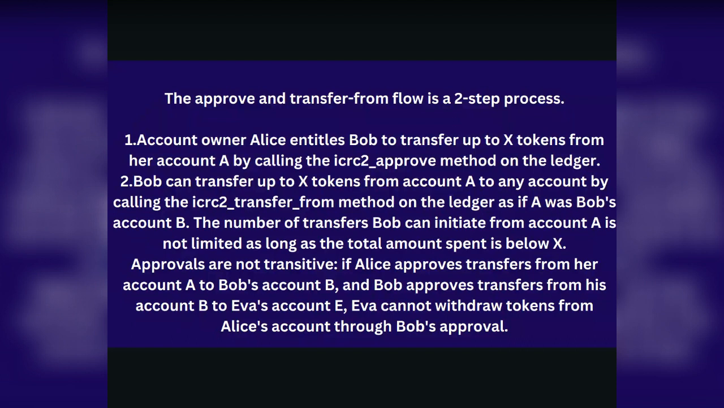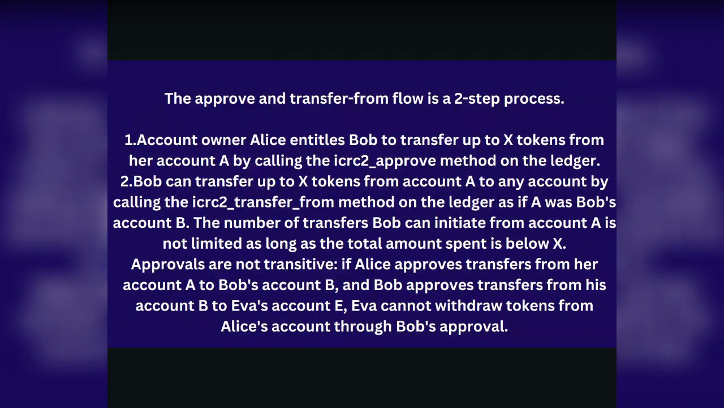Number two, Bob can transfer up to X tokens from an account A to any account by calling the ICRC2 transfer method on the ledger, as if A was Bob's account B. So Bob can actually transfer the tokens from account A to any account by just calling the ICRC2 transfer method. So basically these are two methods whereby one approves and the other does the whole transfer. An approve always has to go with a transfer somewhere. The number of transfers Bob can initiate from an account A is not limited, as long as the total amount spent is below, of course, X amount of tokens.